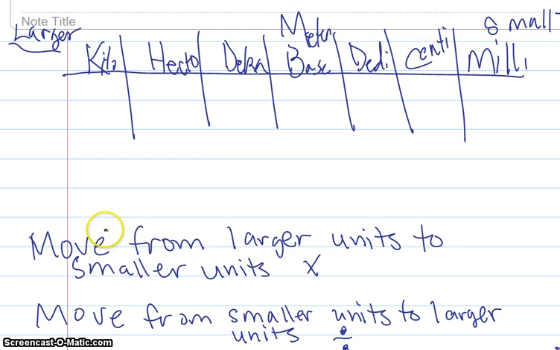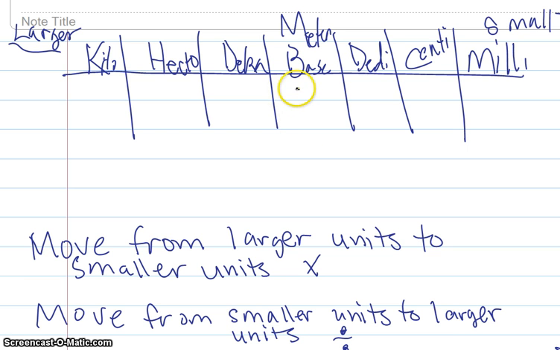So what we need to remember is that if we're moving from a larger unit to something smaller, we're going to multiply. So it's sort of like if you have a whole pizza and you wanted to say in slices, there would be more slices than there would be the whole pizza. So we would have to multiply. If we were at a smaller unit, we want to get to a larger unit, we need to divide.